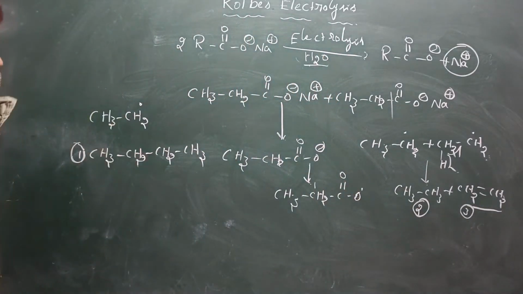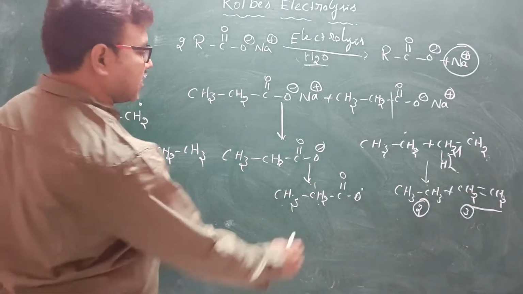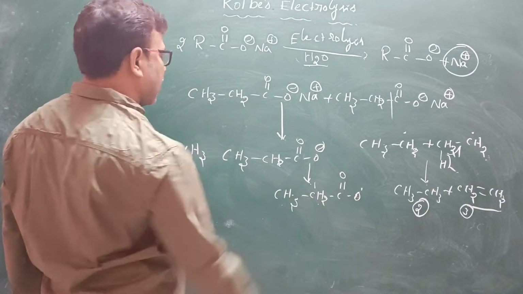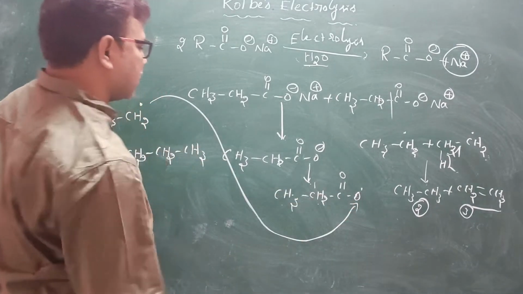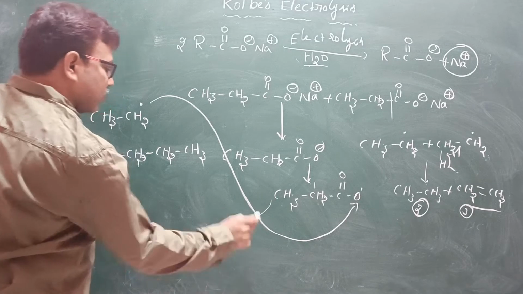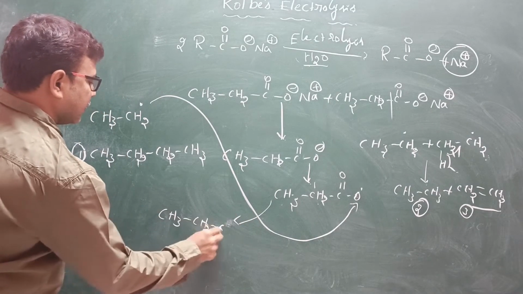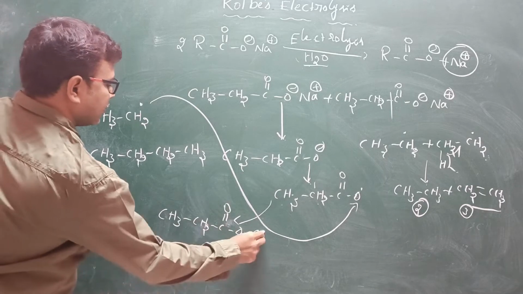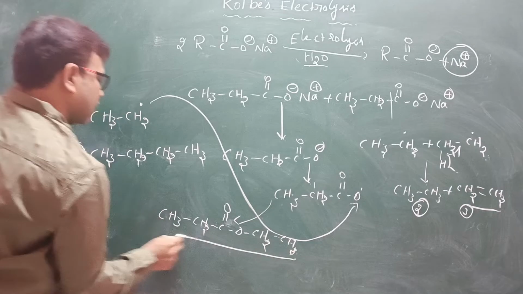So another possibility, CH3CH2C=O free radical combined with this CH3CH2 free radical to give ester.